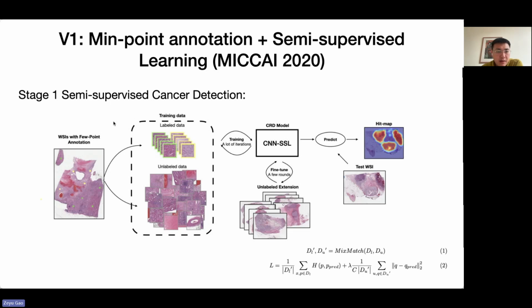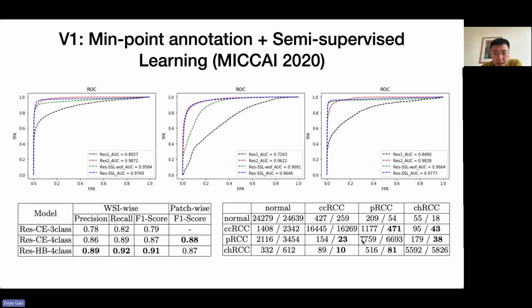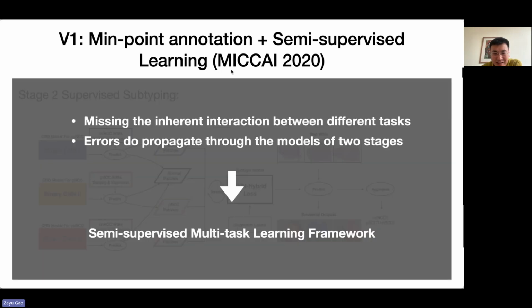Based on this annotation, we designed a semi-supervised cancer detection framework. The first step, we detect the cancer regions. And then the second step, we use the detected regions to do the subtyping model training. After that, we can quantify the tumor regions of each slide and also give you a subtype label. It showed better performance than training other very basic models, because it's 2020, so there were not many famous models at that time.